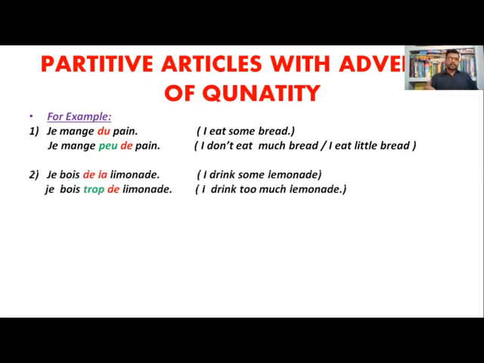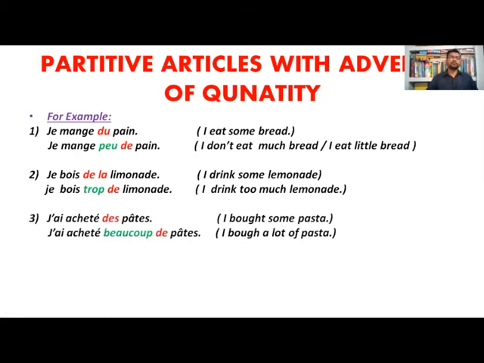Similarly, go to the next example. We have je bois de la limonade. I drink some lemonade. And you want to say, I drink too much lemonade, or too much quantity. When you talk about liquid things, use some lemonade, some water, too much water. Okay, je bois, I drink, de la limonade. You want to say, I drink too much lemonade. You will say, je bois trop de limonade. Here you will not use la. You will eliminate this. Just you will use de. Je bois trop de limonade. I drink too much lemonade.